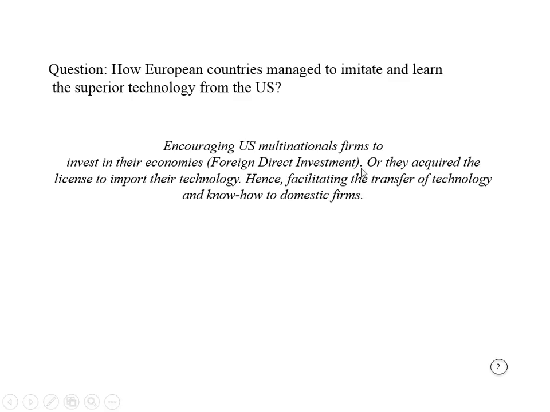The other one is that you simply acquire the license to import their technology. So it's called licensing the technology. These are basically the two ways that you can learn the technology from the outsider. Invite them to come to your country and create a business together, or you buy the copyright of their technology.